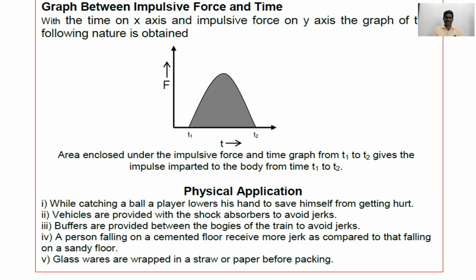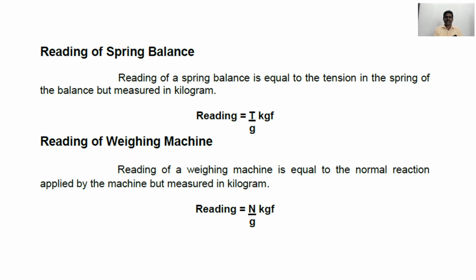These are all examples. Reading of a spring balance is equal to the tension in the spring of the balance but measured in kilogram. That is, reading equal to tension by acceleration due to gravity g, measured in kilogram force. Reading of weighing machine.